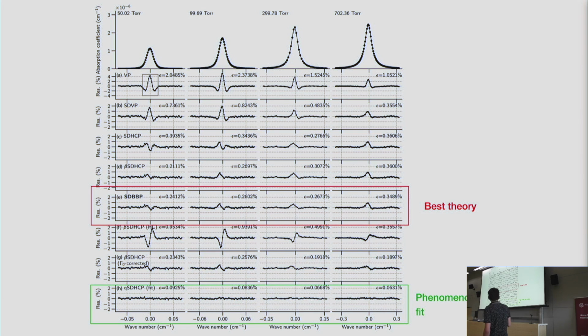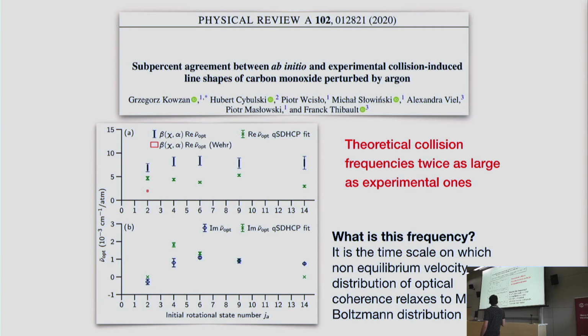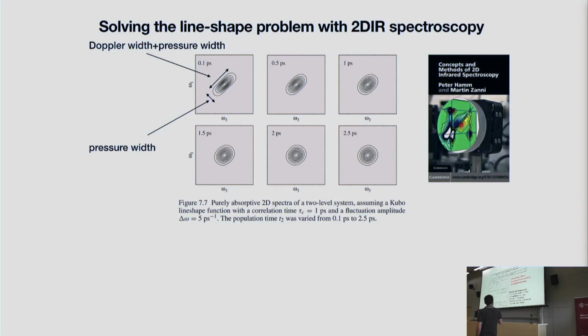And you can see that there's a bit of a problem, because on one hand, the agreement is excellent, sub-percent. On the other hand, it's way worse than the phenomenological fit. And why? Because theoretical and experimental frequencies of velocity-changing collisions differ by a factor of 2, which seems like a problem. So what exactly is this frequency? It's basically the frequency at which the collisions that do not kill the coherence bring the velocity distribution back to the equilibrium Maxwell-Boltzmann distribution.